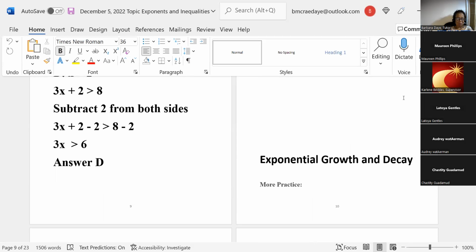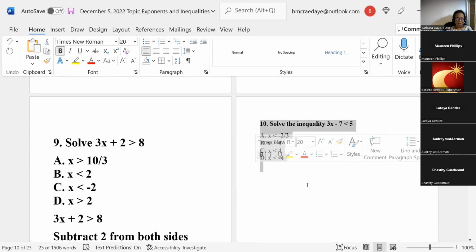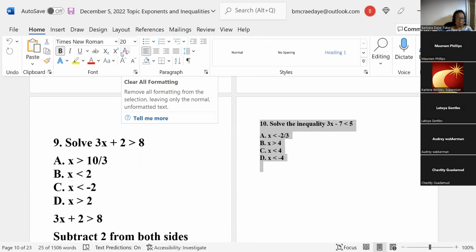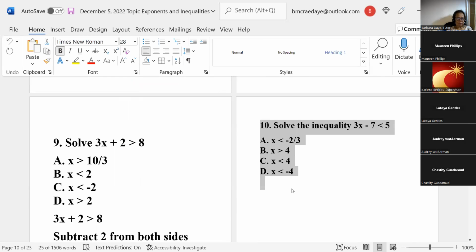Okay, so let's go to the last one of the inequalities. Audrey, did you have this one correct? No. Maureen, did you have this one correct? Maureen? No, Miss Brown. Well, let's just go through it. It's solved similar to the one that Latoya just solved.